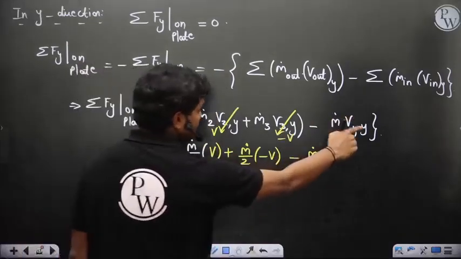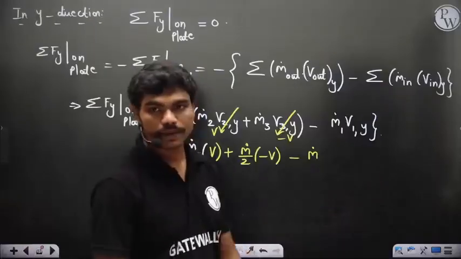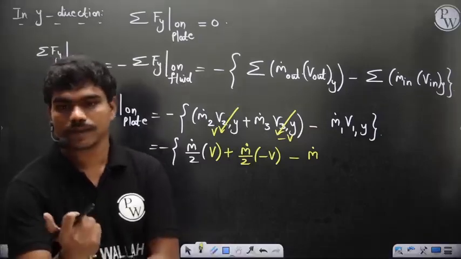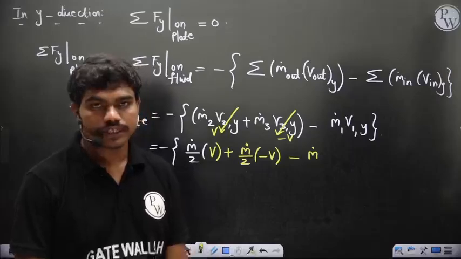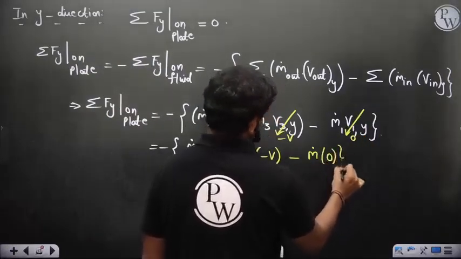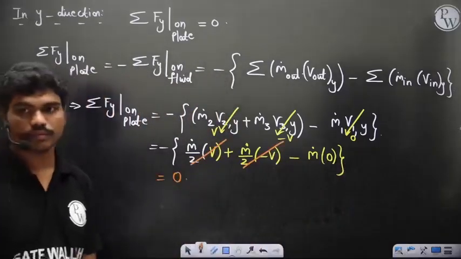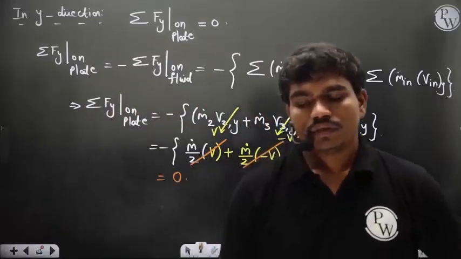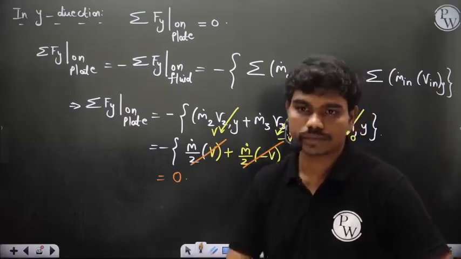Minus m dot, the total m dot. There is only one inlet, v1 at y. So at section 1, what is the velocity in the y direction? Can someone tell me? Zero, obviously, correct. So this is 0. Got it? Because these two terms will cancel, that's all.